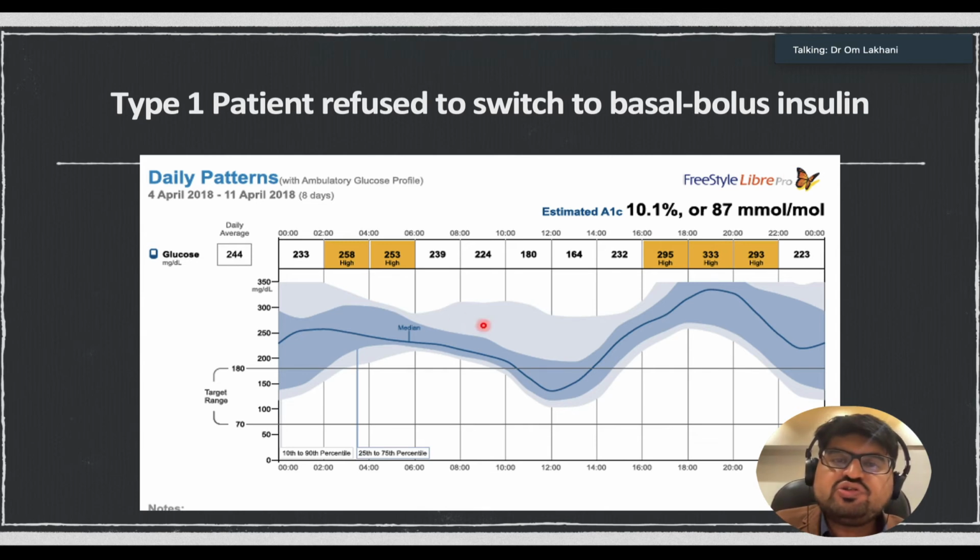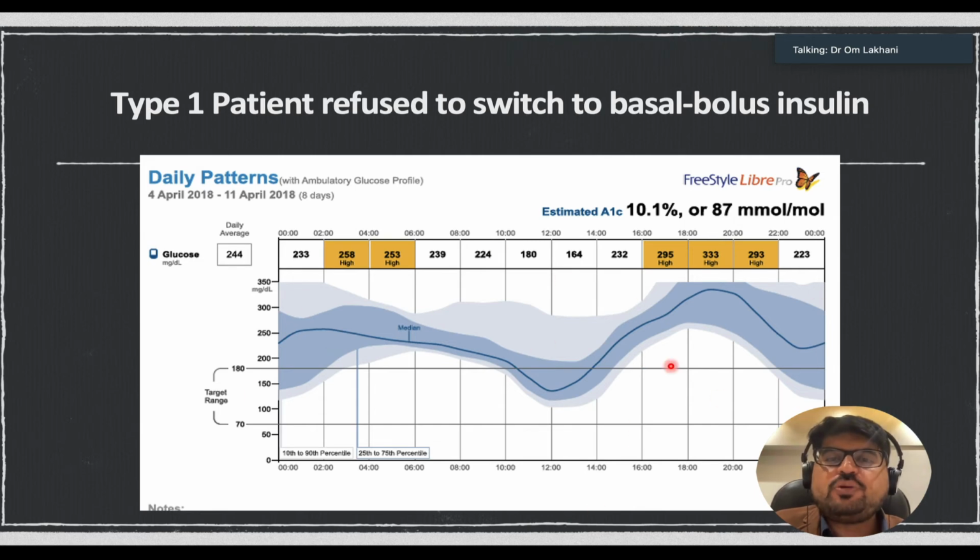What he used to do, he used to get up late in the morning and check his morning sugar, which used to be around 140, 150, and he used to check his post lunch sugar, around 2 o'clock, where it used to be around 200. He'd say, my fasting is 140, my post lunch is 200, I'm doing very well, I don't need basal bolus insulin. So we put the CGM on, and look at his glycemic control.